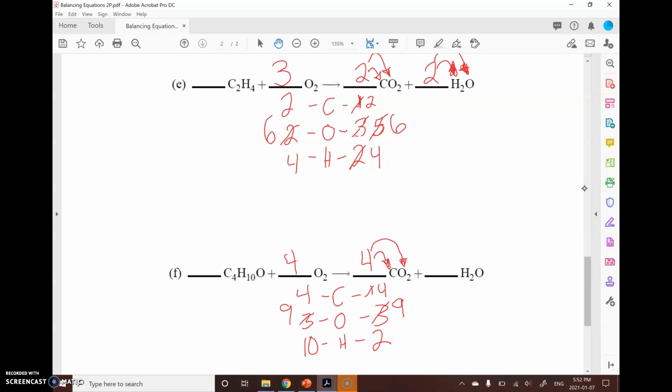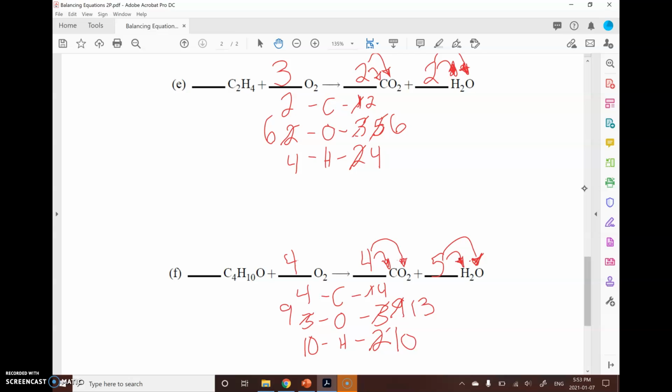But the hydrogen is way, way off. I got 10 and 2. I need this hydrogen to be 10. So since I have 2 here, I need a number that's going to multiply this 2 to 10, and that's going to be 5. So it's going to multiply the hydrogen. I'm going to get 10. But now this 5 also multiplies the oxygen. So I have 5 oxygen plus this 8 oxygen, because 4 times 2 is 8. So 8 plus 5 is 13.